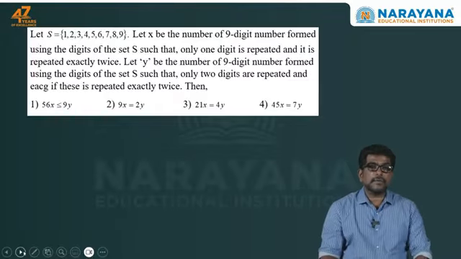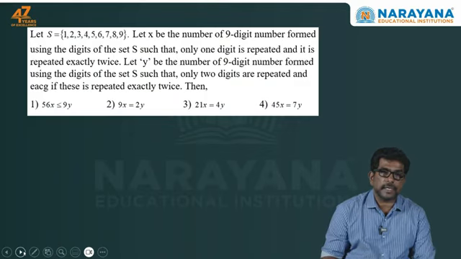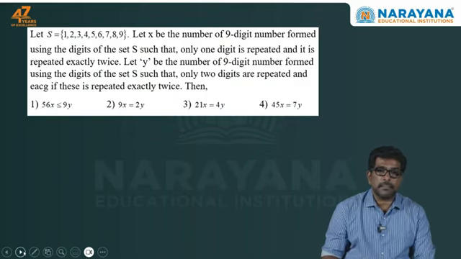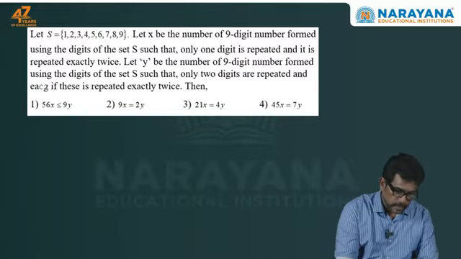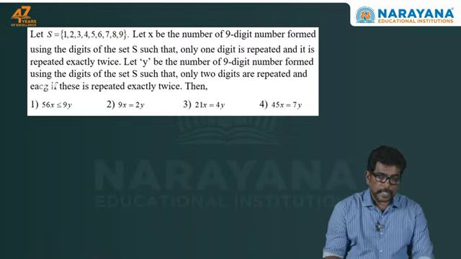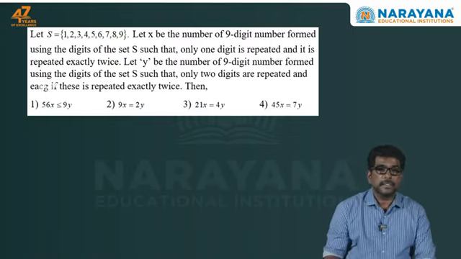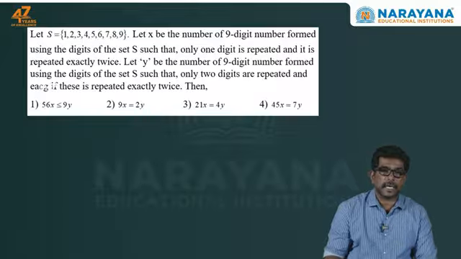Let S be equal to 1, 2, 3, 4, 5, 6, 7, 8, 9. Let x be the number of 9-digit numbers formed by using the digits of the set S such that only one digit is repeated and it is repeated exactly twice. Let y be the number of 9-digit numbers formed by using the digits of the set S such that only 2 digits are repeated, and each of these repeated exactly twice. Then they are asking the relationship between x and y.